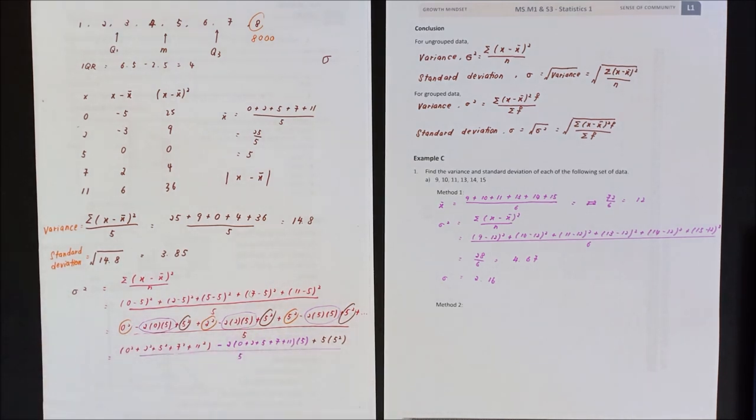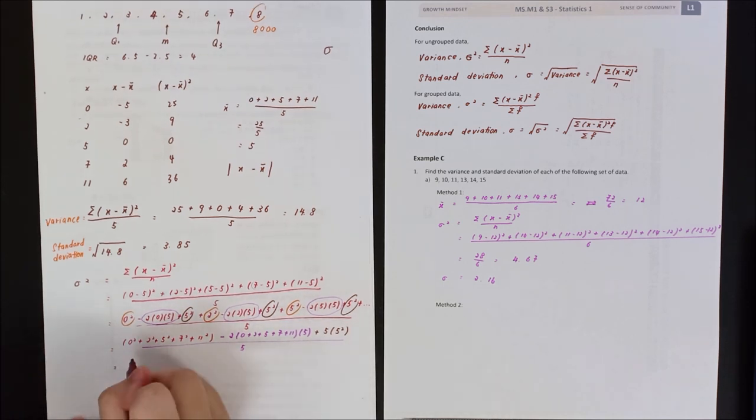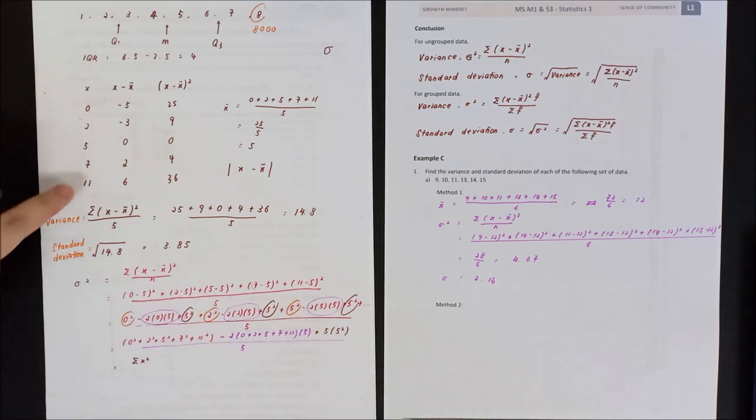Okay, so now let's think of a way how do we change all this into numerical form. What does that mean by 0 square plus 2 square plus 5 square? You can see it's basically every observation you square them, then you plus them all together. So when I change it, I'll be writing sum of x square, correct? My observation, everything I square, then I plus them all together. Then minus 2.